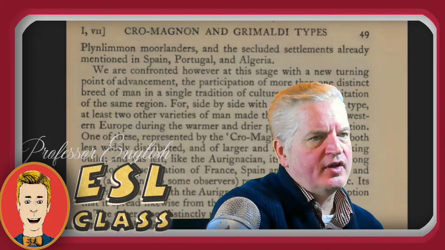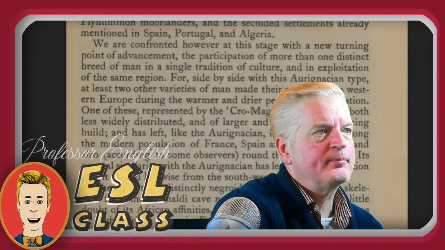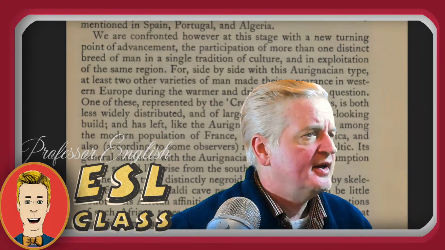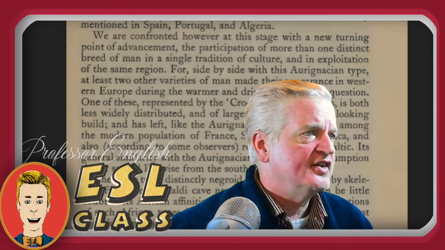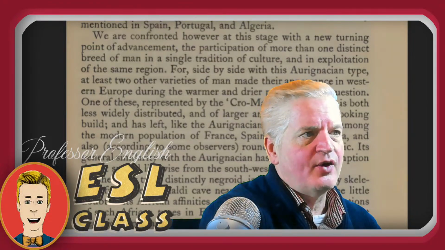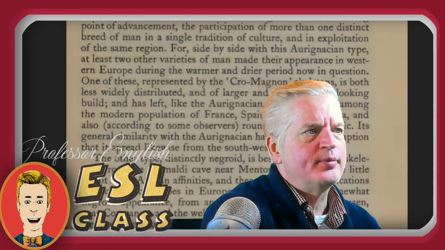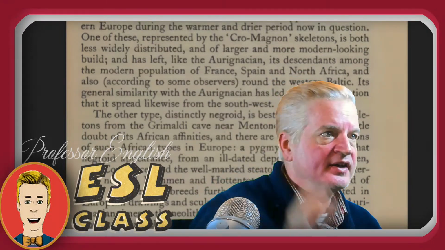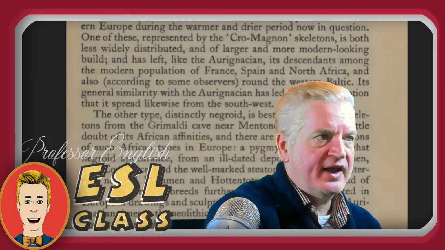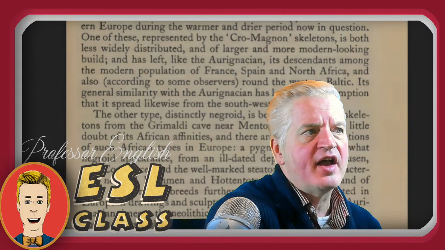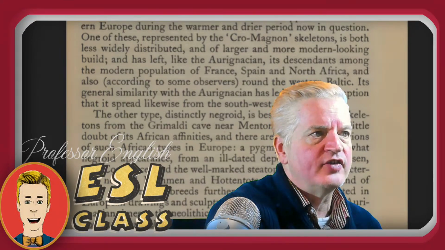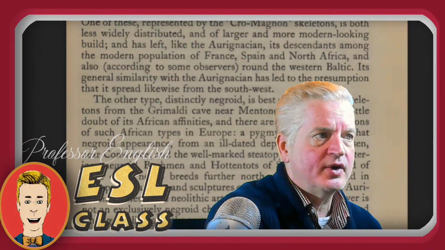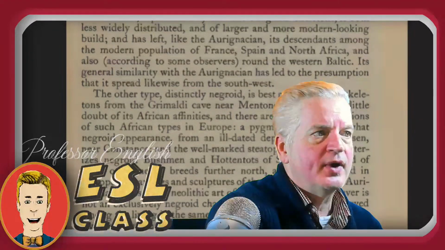Plynlimmon moorlanders and the secluded settlements already mentioned in Spain, Portugal, and Algeria. We are confronted, however, at this stage with the new turning point of advancement, the participation of more than one distinct breed of man in a single tradition of culture and in exploitation of the same region. For side by side with the Aurignacian type, at least two other varieties of man made their appearance in Western Europe during the warmer and drier period now in question. One of these, represented by the Cro-Magnon skeletons, is both less widely distributed and of larger and more modern-looking build, and has left, like the Aurignacian, its descendants among the modern population of France, Spain, and North Africa, and also, according to some observers, round the western Baltic. Its general similarity with the Aurignacian has led to the presumption that it spread likewise from the southwest.